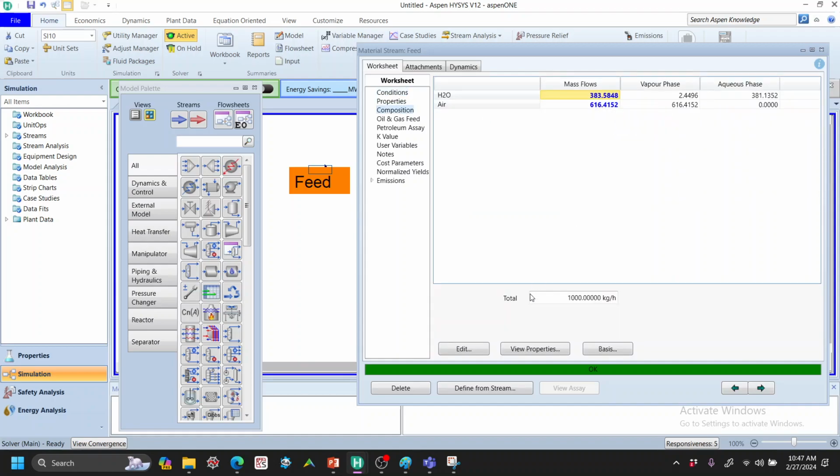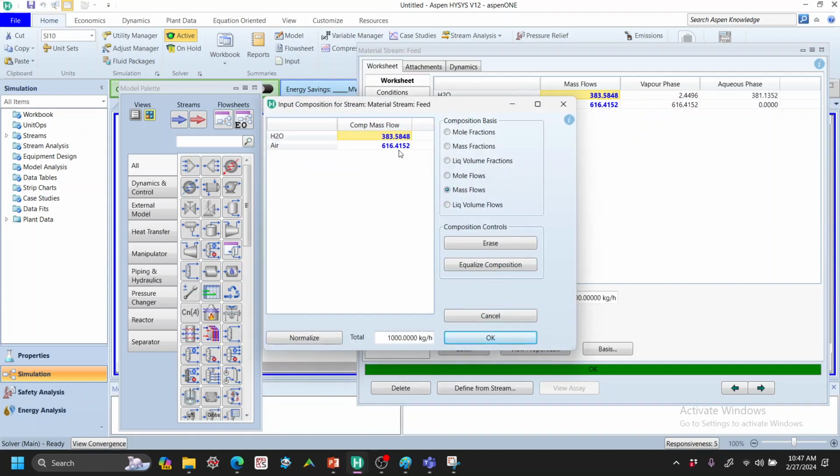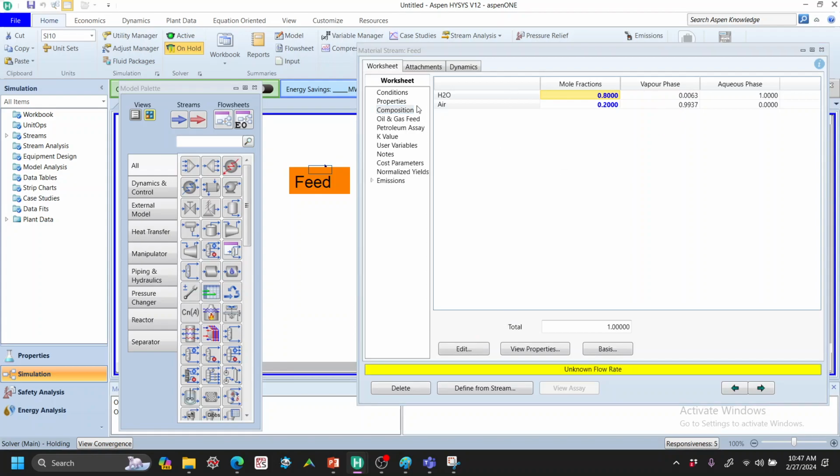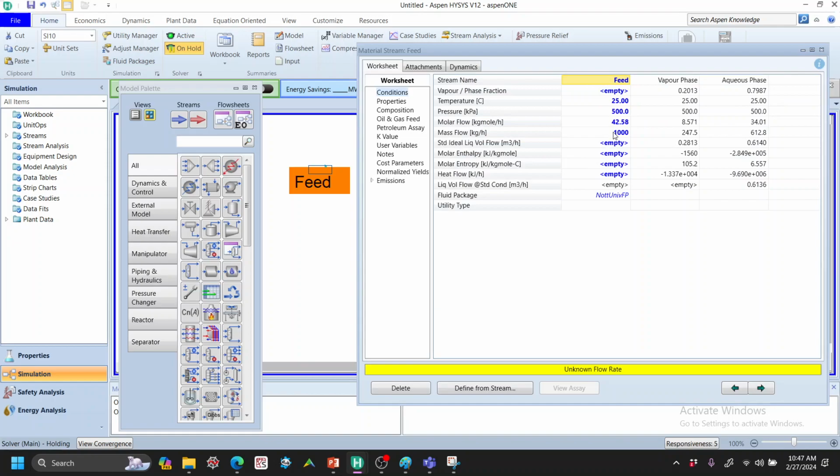You can change it because I don't seem to like it. You can change it to fractions, 0.8 and 0.2. Okay, make it 0.8 and 0.2, and then you have air and water as well. Unknown flow rate, yeah. So delete. Active.